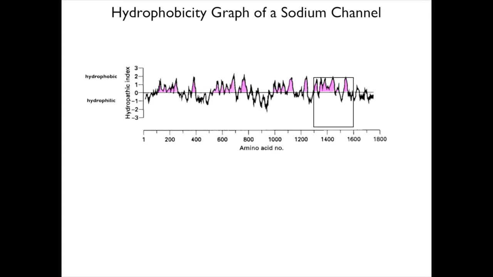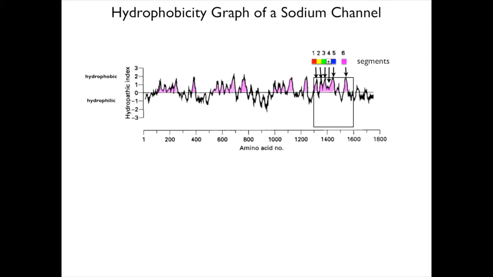Let's look at the peaks from amino acid 1300 to 1600. With a little imagination, you can see six peaks. And thus, the peaks comprise six transmembrane segments. Each segment is numbered from 1 to 6 and is shown above by the colored block.